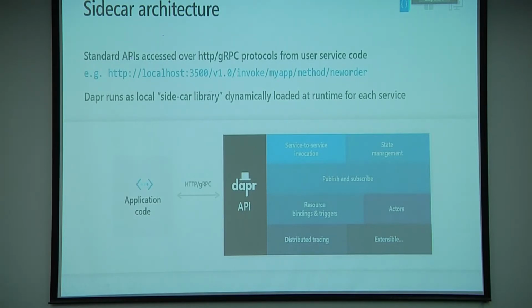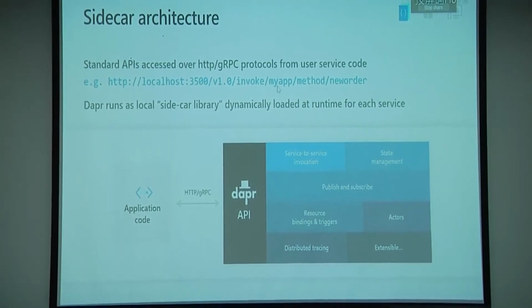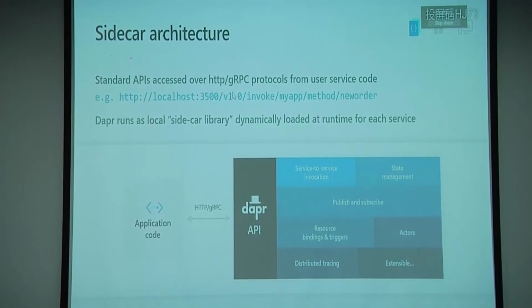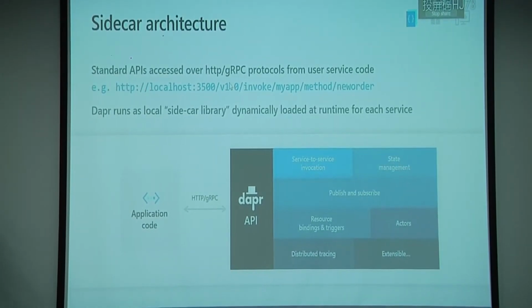So here, my application calls onto 3500, and then this is the syntax here, saying version 1, I call the invoke method. In this particular example, one of the capabilities that Dapper provides is for one piece of code to call another piece of code, one service to call another service. So my shopping cart service may call my email service. And it does it through this consistent syntax like this. In this particular case, I want to invoke the method called new order on the application called my app. So this sidecar architecture gets dynamically loaded.